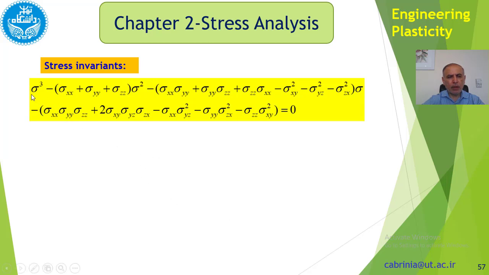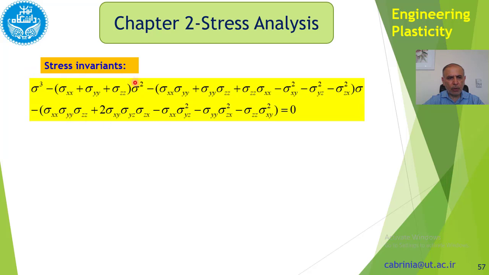And we found out that there are three principal stresses, and we have three planes and three principal stresses. Now, this was the equation that we obtained. This equation, as you can see, is a third degree equation. So it has three roots, which are sigma 1, sigma 2, and sigma 3, the principal stresses.